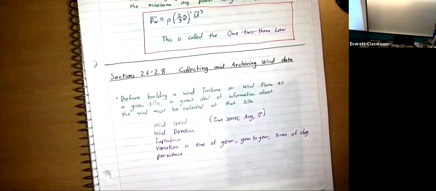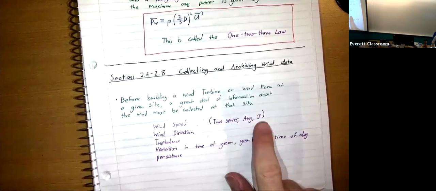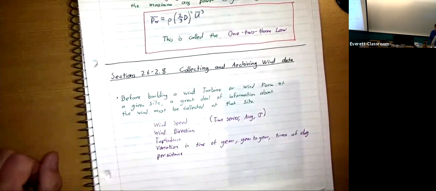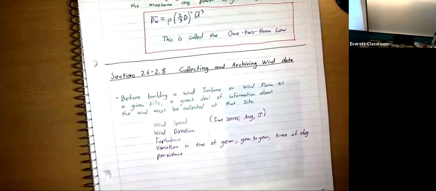You need to know the wind speed. You need to know the average wind speed. And as problems number 5 and 6 demonstrate, you probably need some very large time series. The data set we're working with on the homework is over a month. You probably need over a year. And once you have that time series, you want to know the average wind speed and the standard deviation. You also want to know something about wind direction. You also want to know how much turbulence is in the wind. And you want to have some sense of if there are big variations in the wind speed at particular times of year, particular times of day, and so forth.